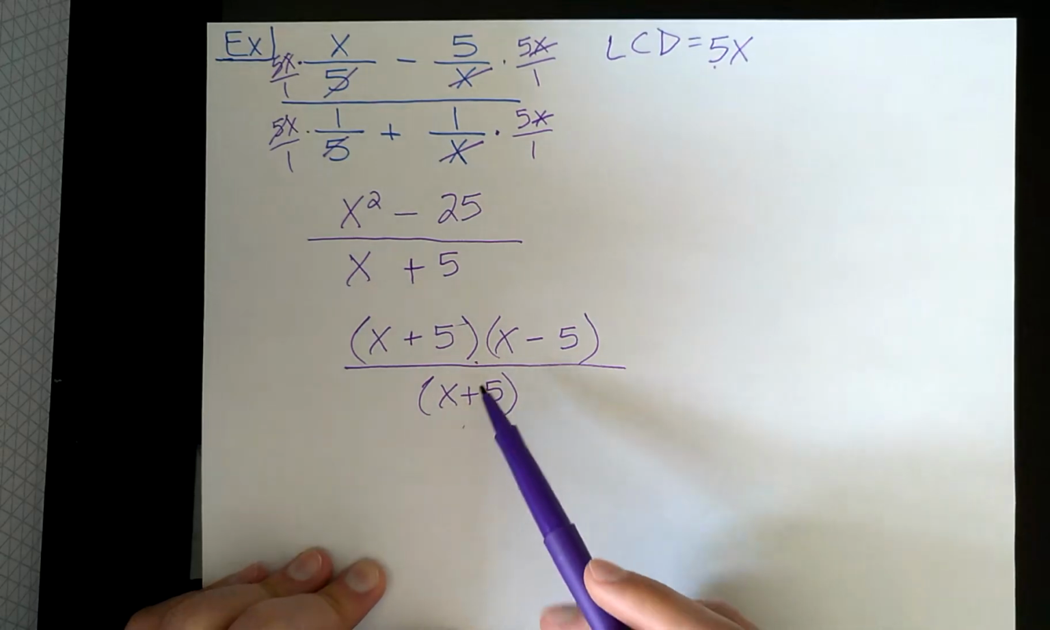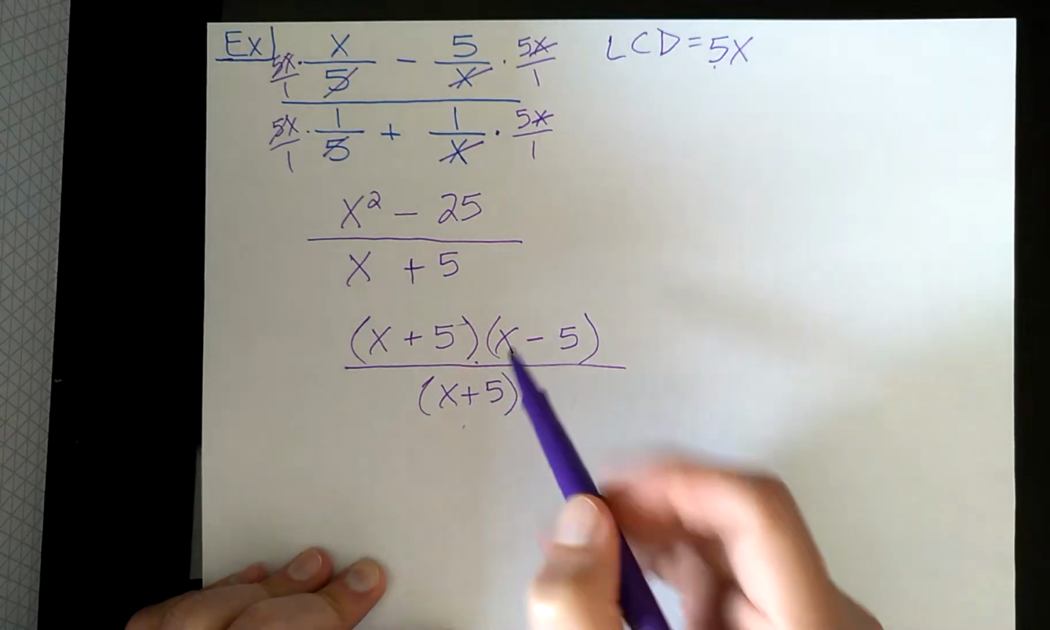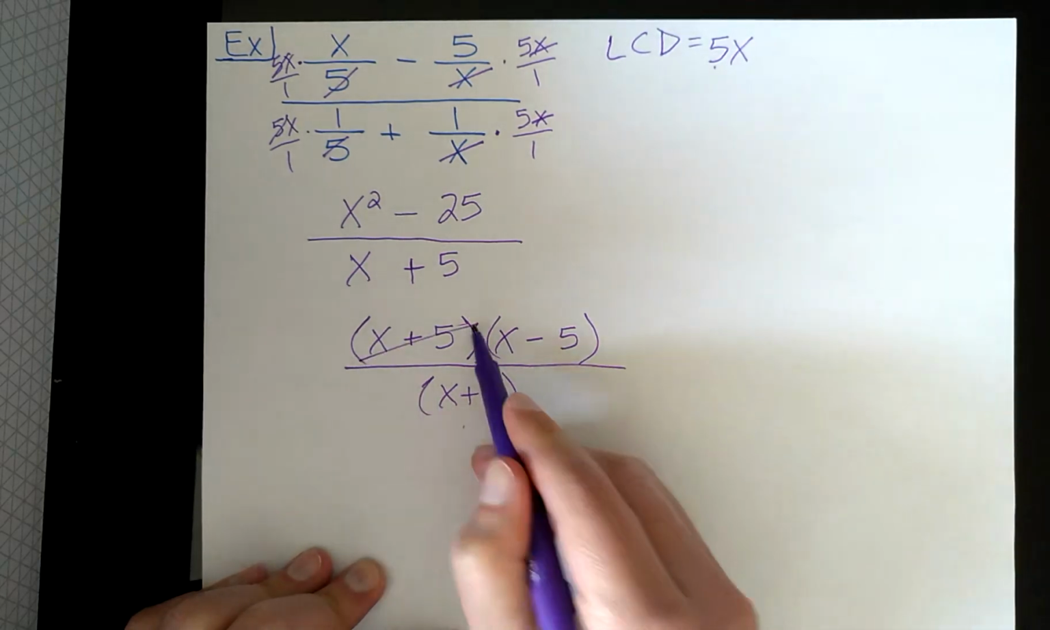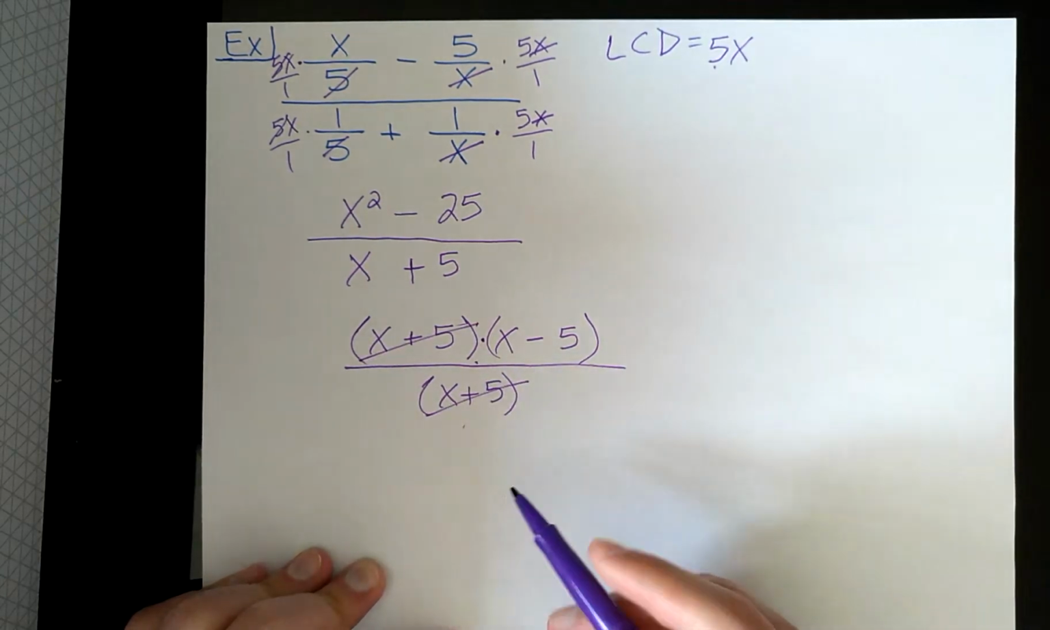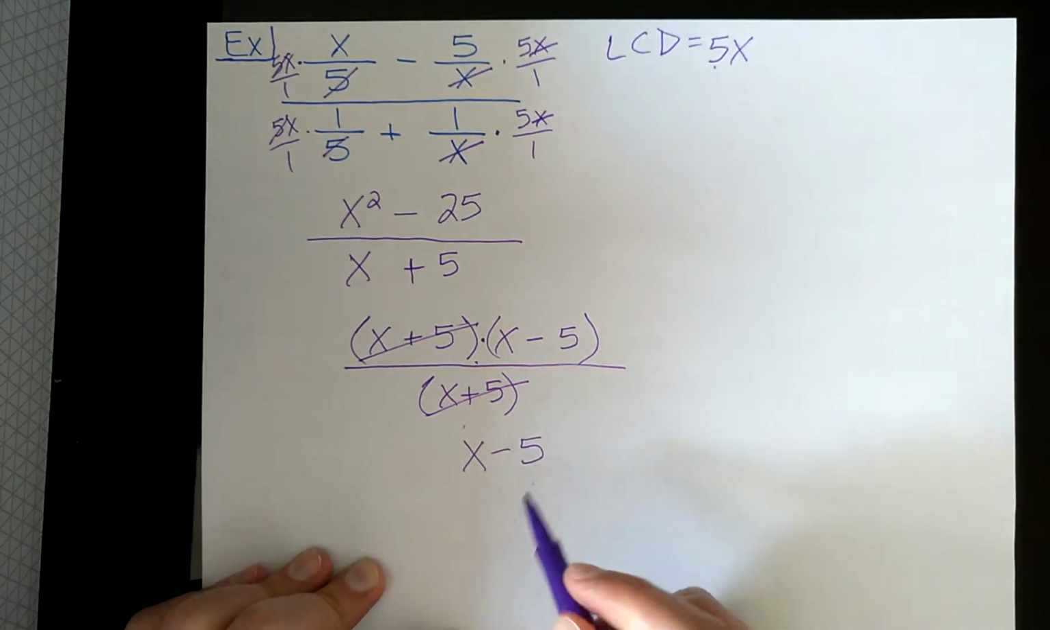And now notice we now have an x plus 5 in the numerator and denominator, and we are only multiplying. So we can cancel out this common x plus 5, which leaves us with just x minus 5.